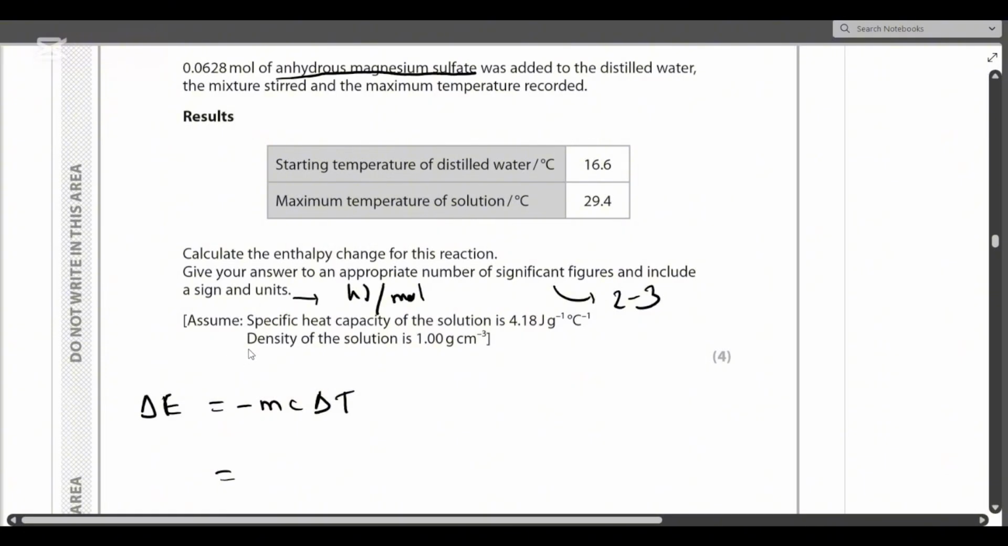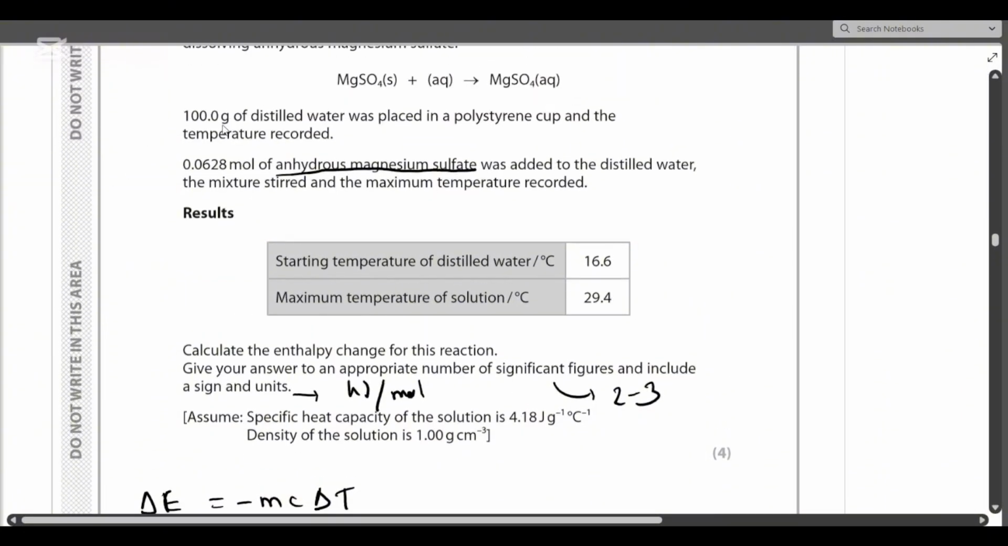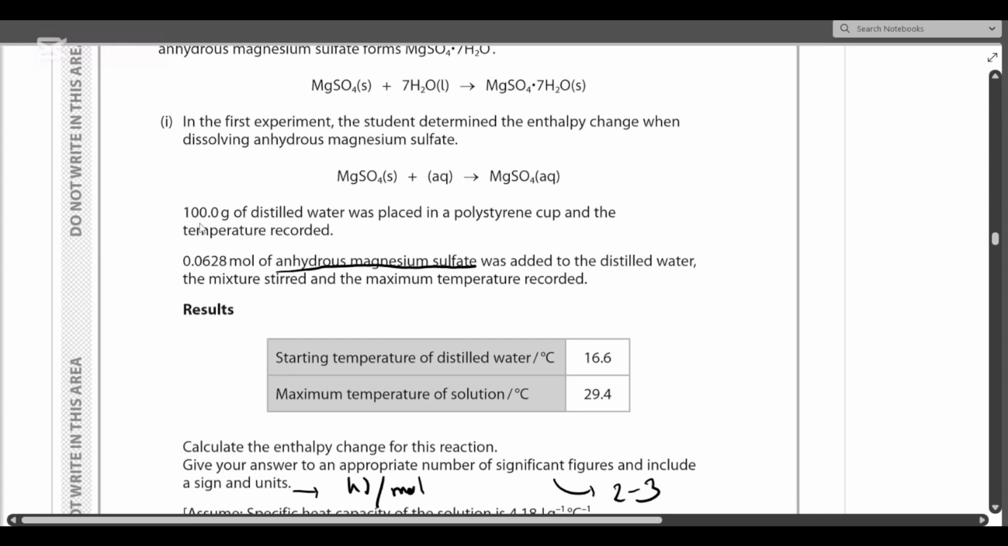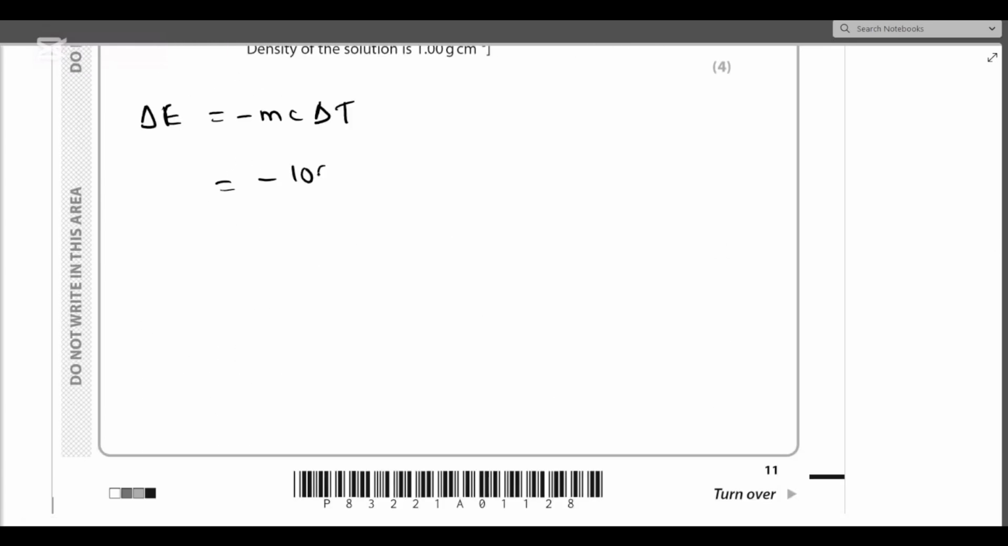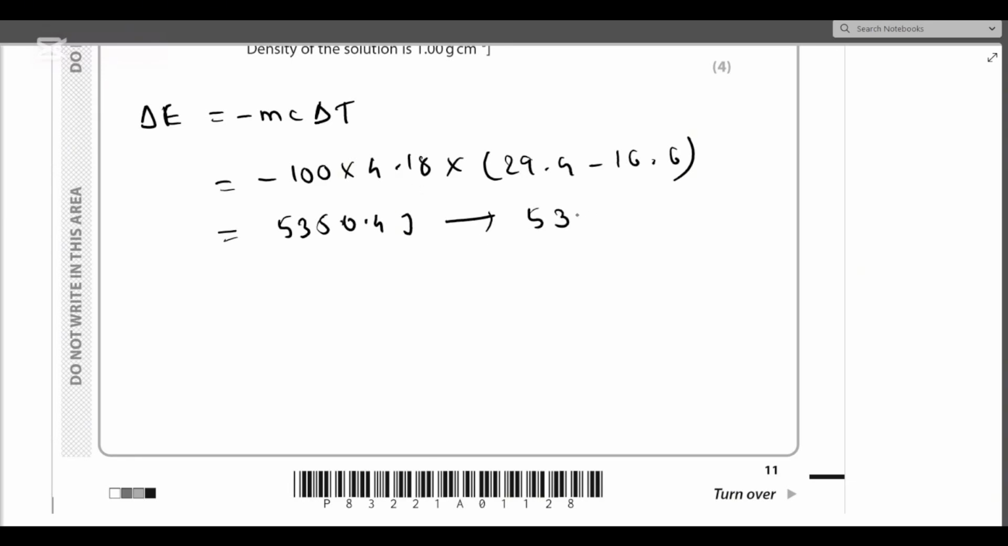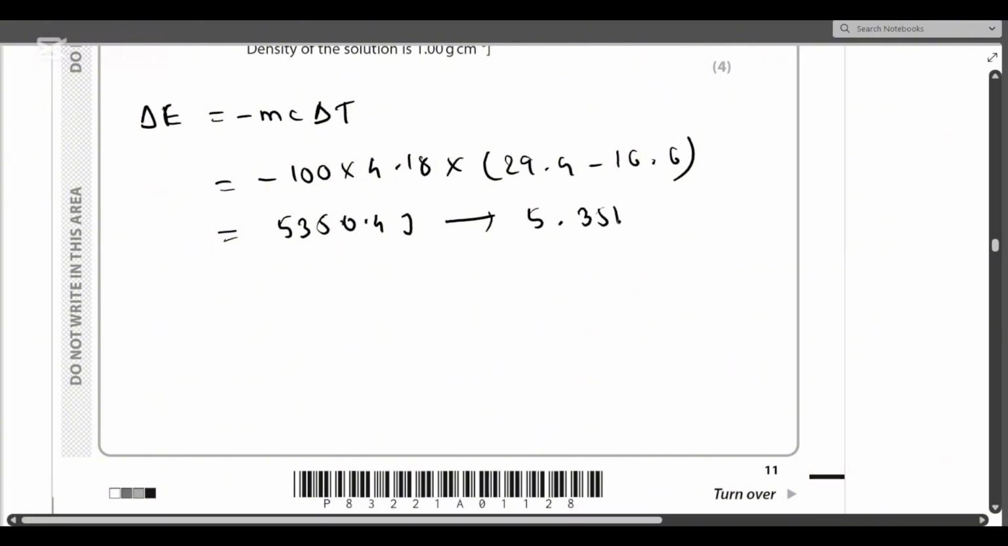Now, since the density of the solution is 1 gram per cm cubed, we can consider the mass provided right here, which is about 100 grams. So you can write it down as minus 100 times 4.18 times the change in temperature, which is 29.4 minus 16.6. Eventually, you get about 5350.4 joules. That's the amount of energy, which you convert to kilojoules by dividing by 1000. That brings us to about 5.35 kilojoules.